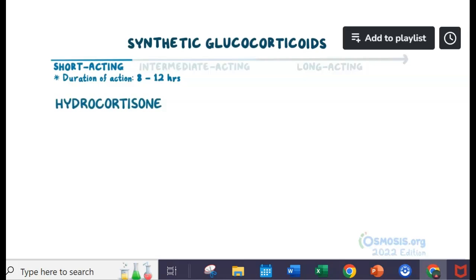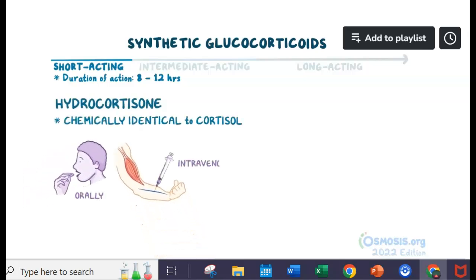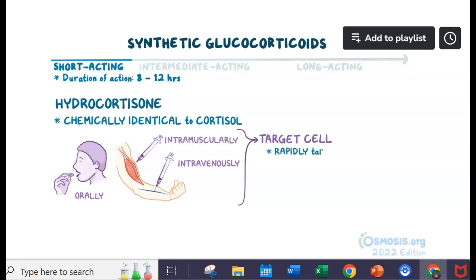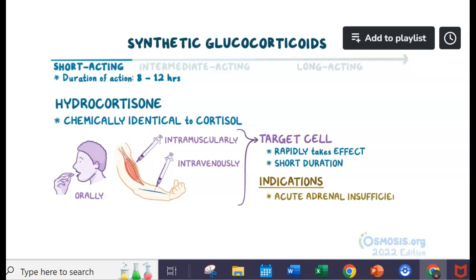On the other hand, hydrocortisone is chemically identical to cortisol and can be taken orally, intravenously, or intramuscularly. It then enters the circulation, goes to the target cells, and very rapidly takes effect, but only for a short duration of time. That's why hydrocortisone is the drug of choice in acute adrenal insufficiency. Hydrocortisone is also available in topical forms.